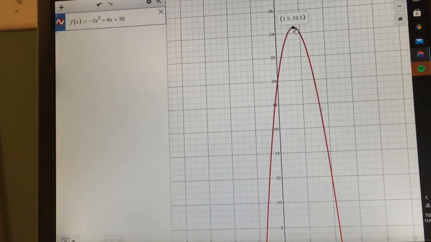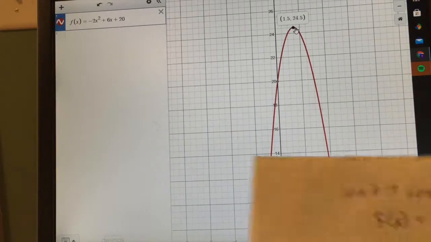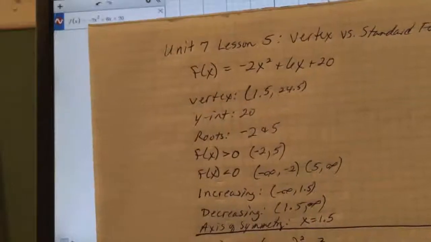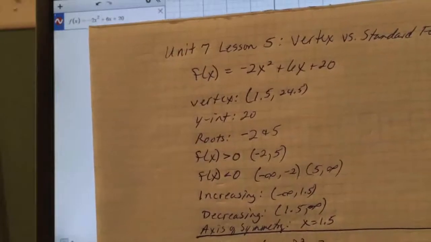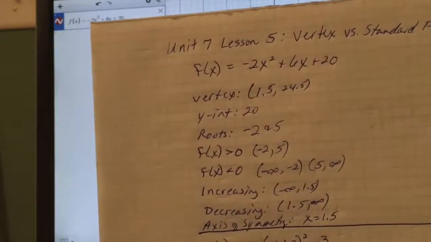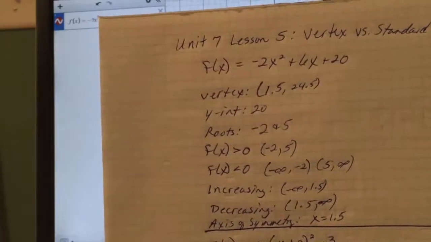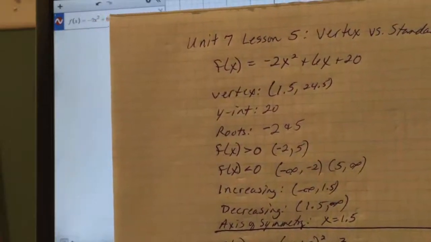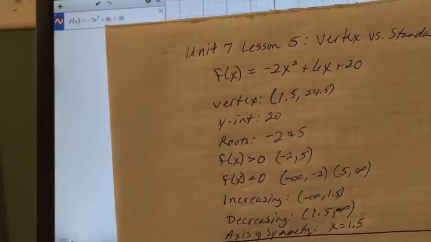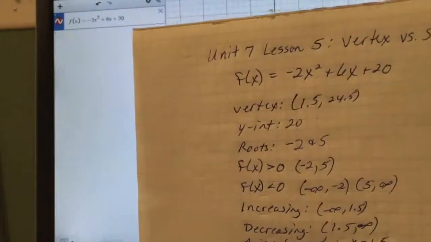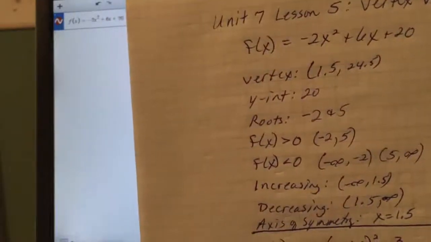So I've written down all of those answers that we've just found. Here they are. And just make sure you got those down. And again, for set notation, you want to make sure that you're using parentheses for all of those, not brackets, because it doesn't include the endpoints. It's just talking about those endpoints where it changes direction.